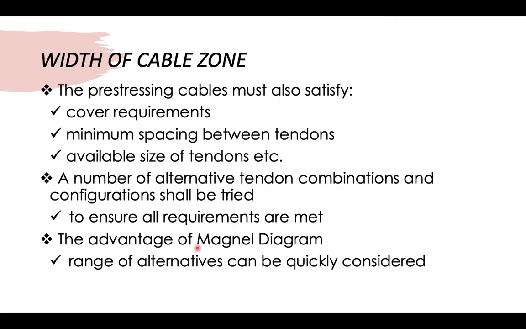The advantage of using the Magnell diagram is that the range of alternatives can be quickly considered. If we can directly determine based on the pre-stress force value, we can adjust based on the eccentricity value from the Magnell diagram. So instead of doing the calculations, we can also determine the e value based on the Magnell diagram, especially for the mid span, where we are required to determine how big the width of cable zone is that we are going to use.